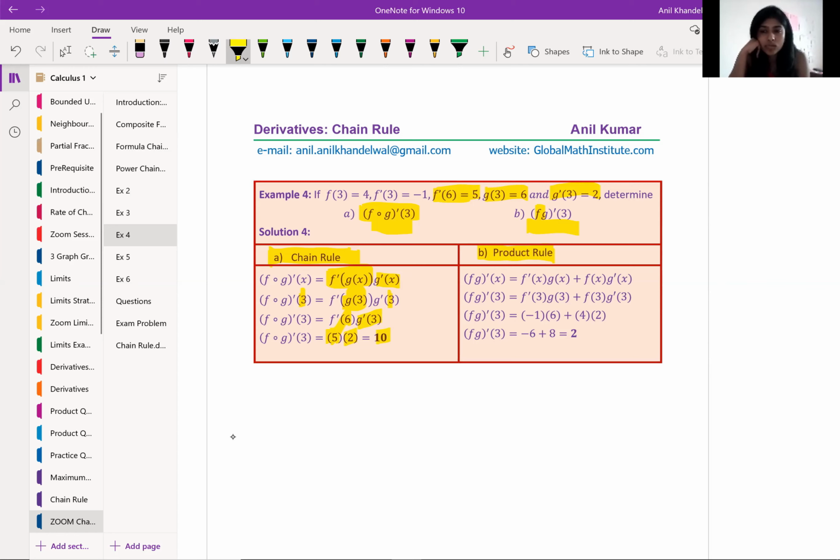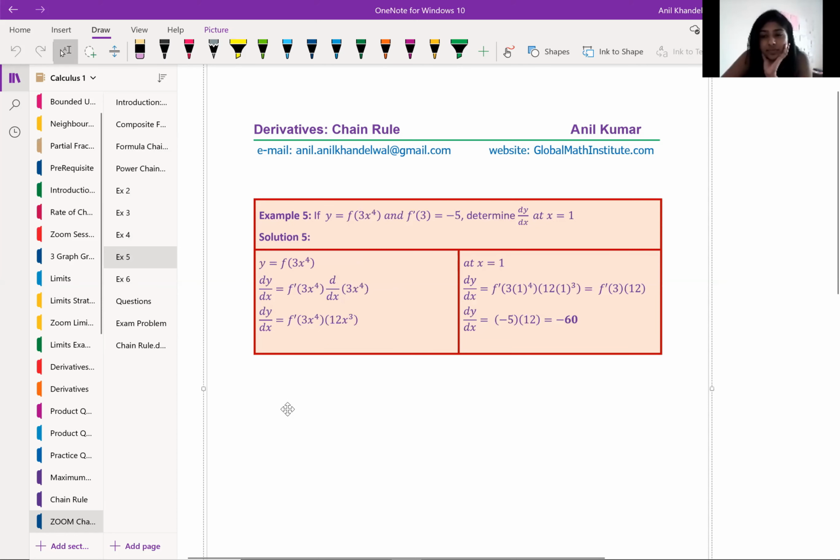When you apply the product rule, we know that it is the derivative of the first function times the second, then derivative of the second function times the first. Replace x with 3 and substitute the relevant values to get your answer. The answer in this case comes out to 2. The next question here is example 5. Very similar but different. Now that is the variety of questions which you can actually get in your test, okay?